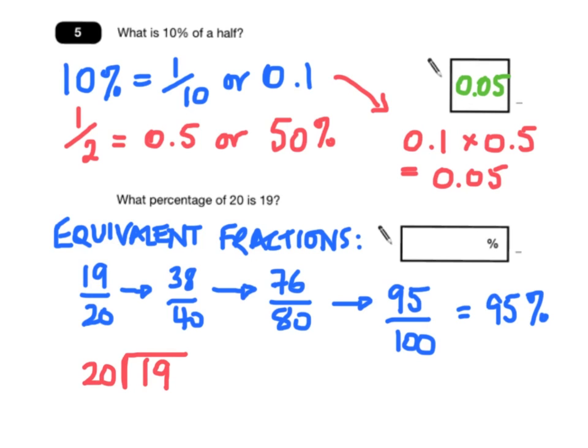Another way of doing it is to divide 19 by 20. That will give you a decimal. And the decimal it gives you is 0.95. And that's equivalent to saying it's 0.95 out of 1. So if you multiply that by 100, you get 95 out of 100, or 95%.